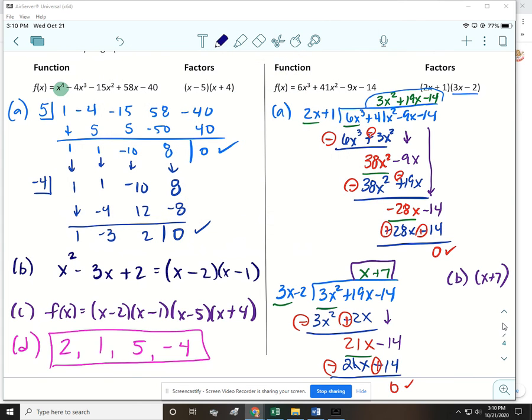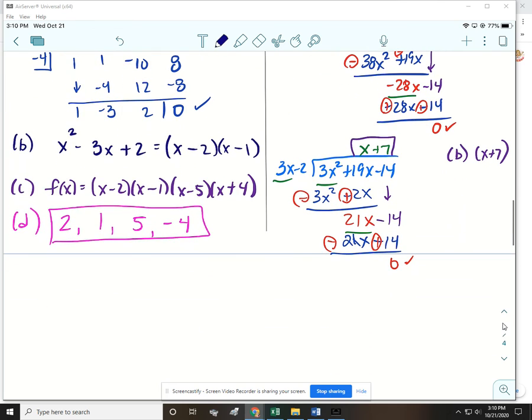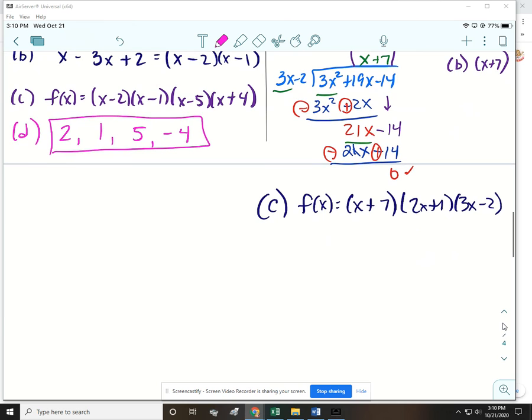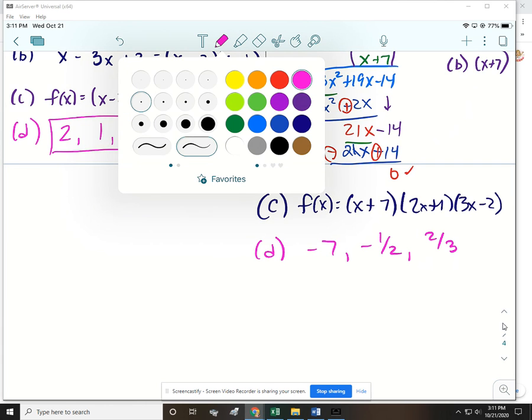All right, and then for C, I'm going to have to go under here. For C, we're going to write the complete factorization. So we have the factor we just found, and then the 2 factors we were given. All right, and then for D, the zeros: -7, -1/2, and 2/3.